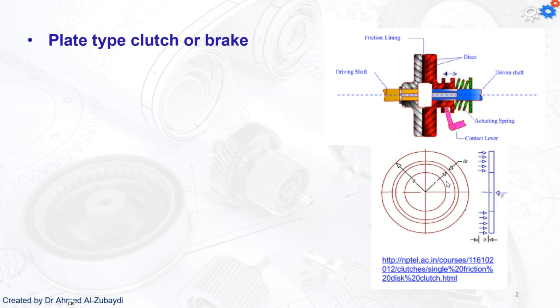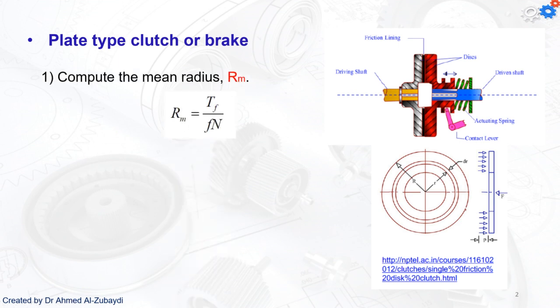So the first thing we're going to have a look at is that disc, which is going to be representing the mating face of the clutches or the brake, the disc clutches or brake, because both have the same parameters for the design. So we start first with finding the mean radius for the disk face. This can be done if I know the normal force applied by the actuating spring, the coefficient of friction between the two mating faces, and the torque from the driving shaft. By collecting these parameters, we can find first the mean radius for the mating faces.